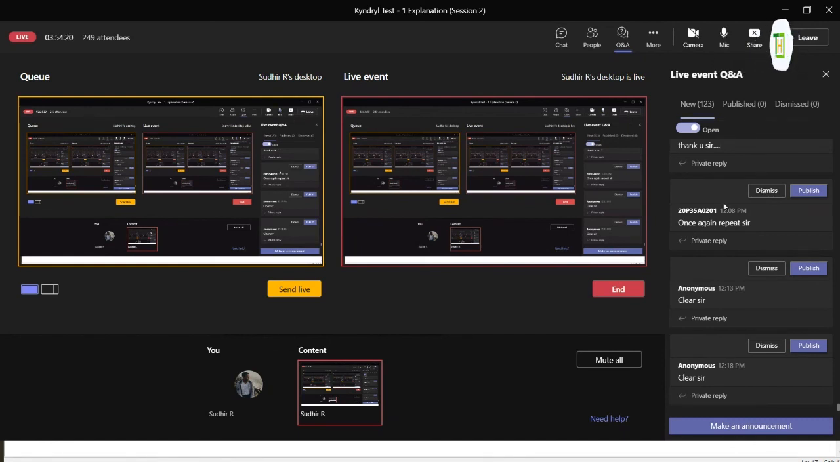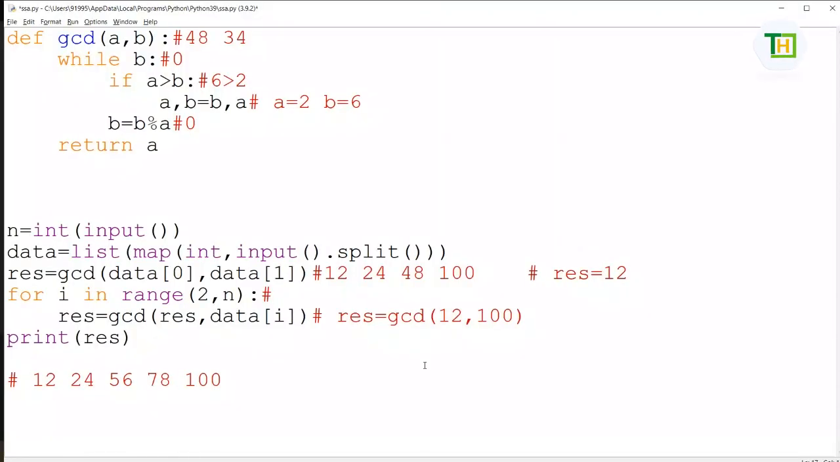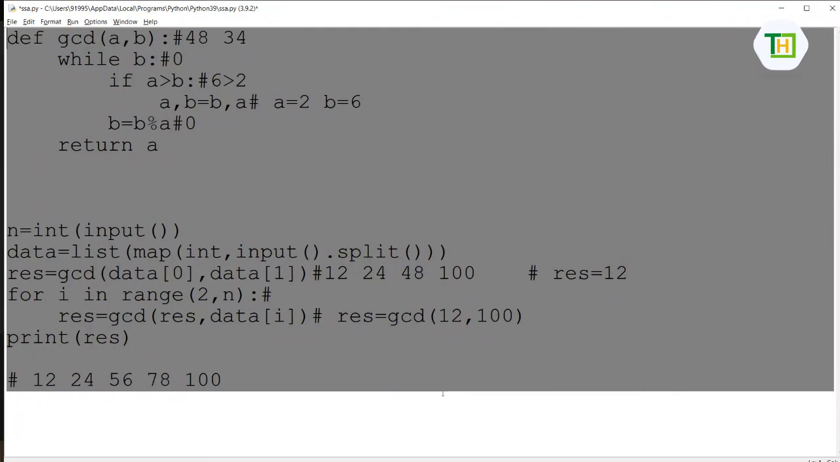Okay. Moving into the next question. Okay, everyone try to implement the logic of LCM.